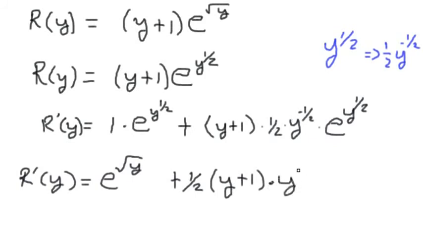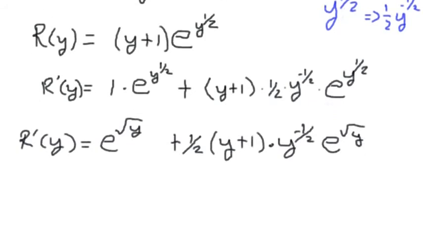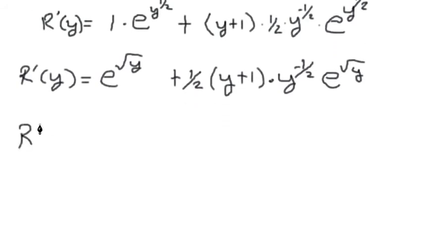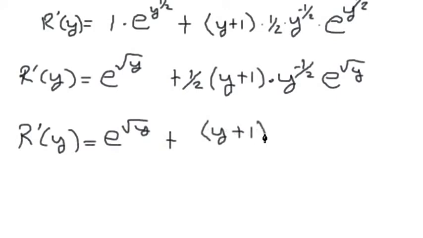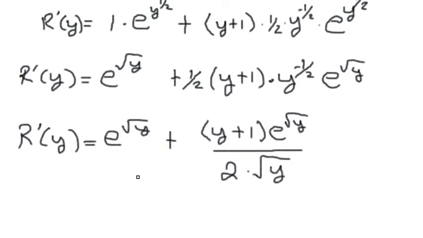Actually, I'm going to rewrite this one more time. e to the square root of y. Let me just write this one more time. So r prime of y is equal to e to the square root of y plus, now I'm going to leave the y plus 1 in the numerator, put parentheses around it, e to the square root of y, and that's all going to be over 2 times the square root of y, and I think that's as far as I'm going to go. We could get this all in one single fraction, but we're not going to. Okay, so good enough.